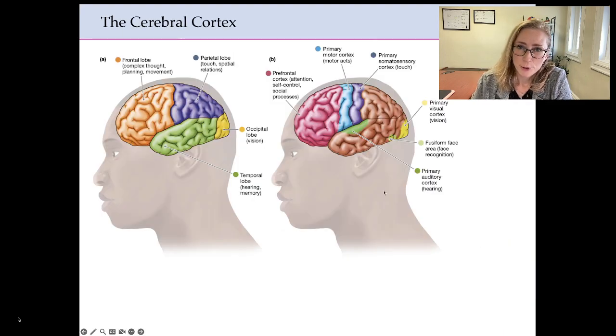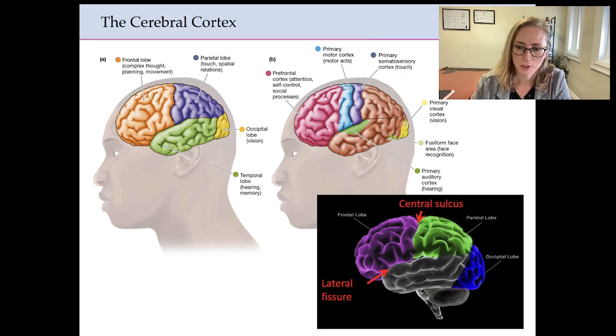All right, so the four lobes are frontal lobe, right? The dividing line between frontal and parietal is going to be the central sulcus, right? So in purple here is going to be our frontal lobe. Behind or posterior to the central sulcus is going to be the parietal lobe.